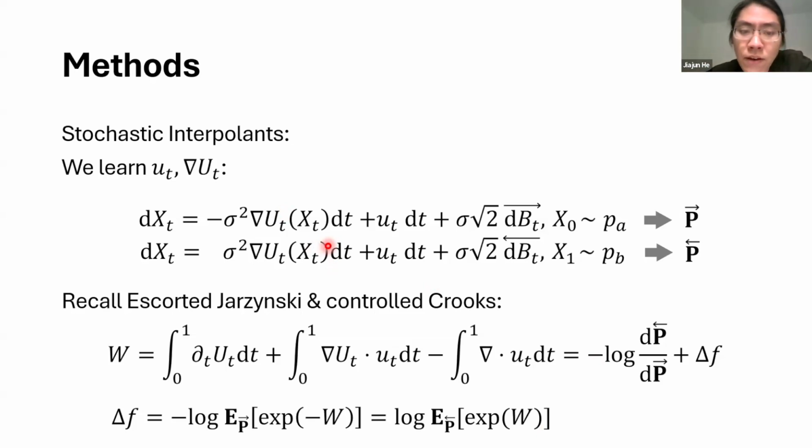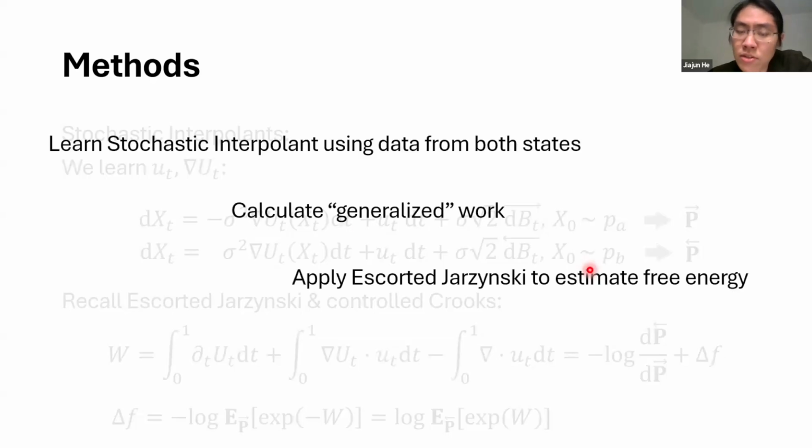But here, because we define this U and this control both by this stochastic interpolant, and we learn them both, actually this thing can be much easier. So this is why our design choice is like this. Okay, this is basically the high level description of our method.